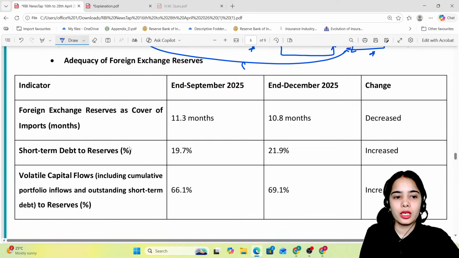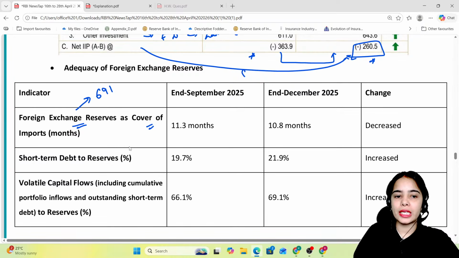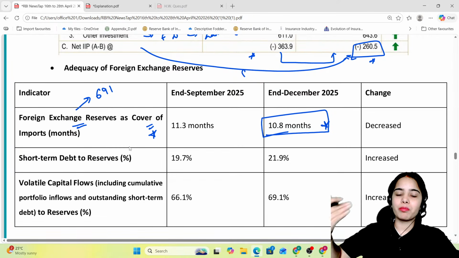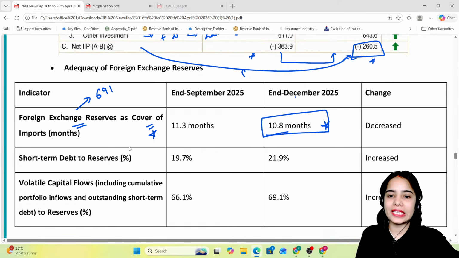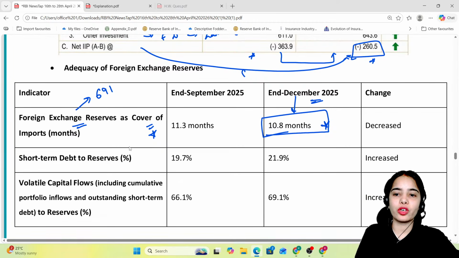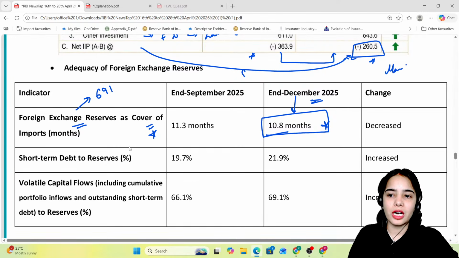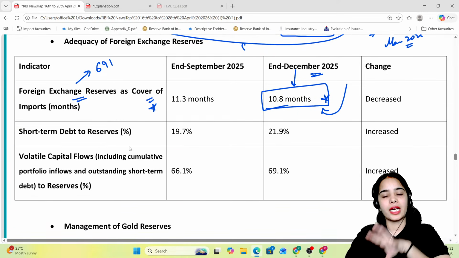Now, first of all, foreign exchange reserves as cover of imports. Right now RBI has nearly $691 billion of foreign exchange reserves, so they are able to cover the imports of 10.8 months. For 10.8 months of imports, the reserves are sufficient. This is as at the end of December 2025, as the March 2026 data is not available. Wherever the data is given for December 2025, remember that the data is not available for March 2026. That's why the December data has been given, which is the most recent data available.